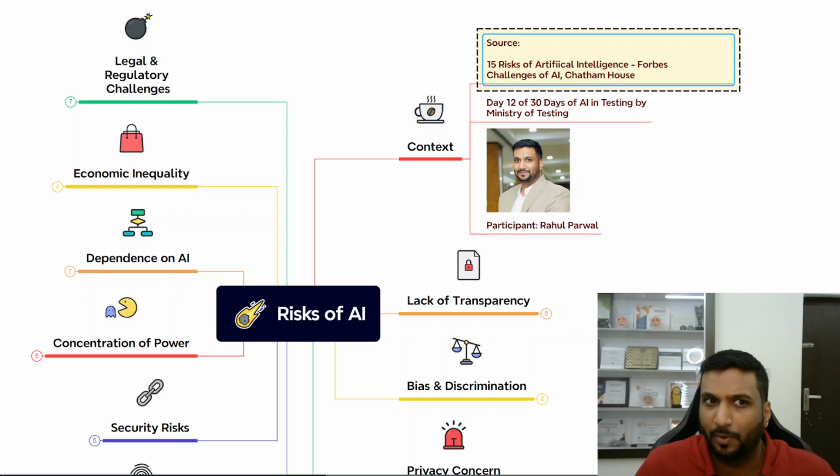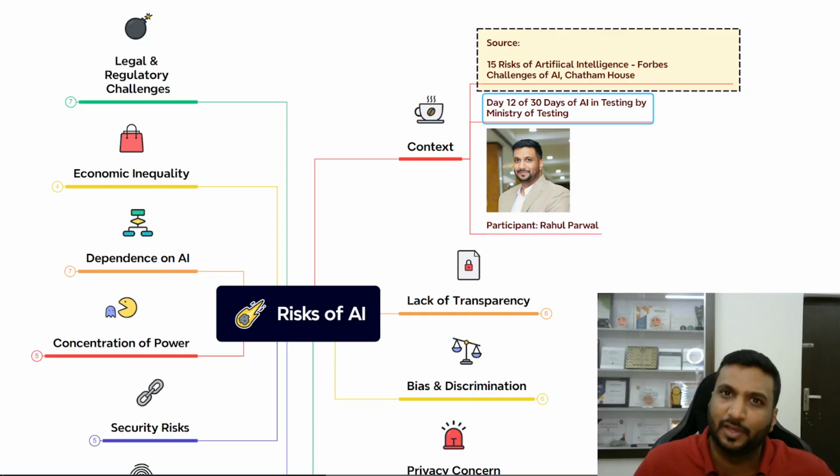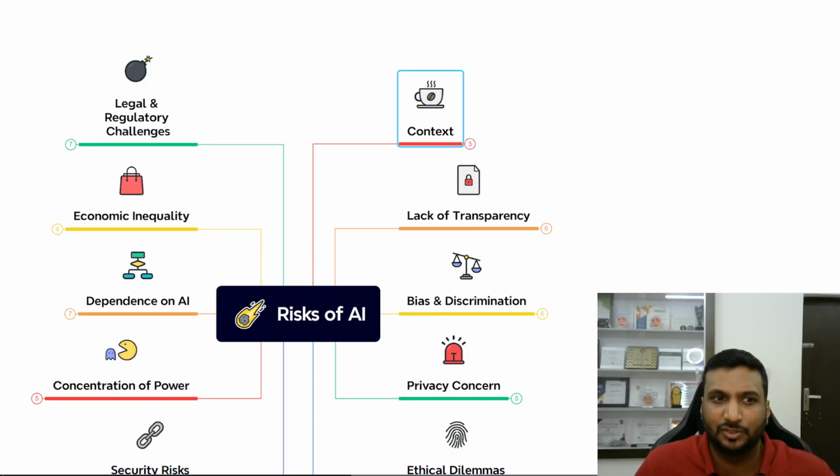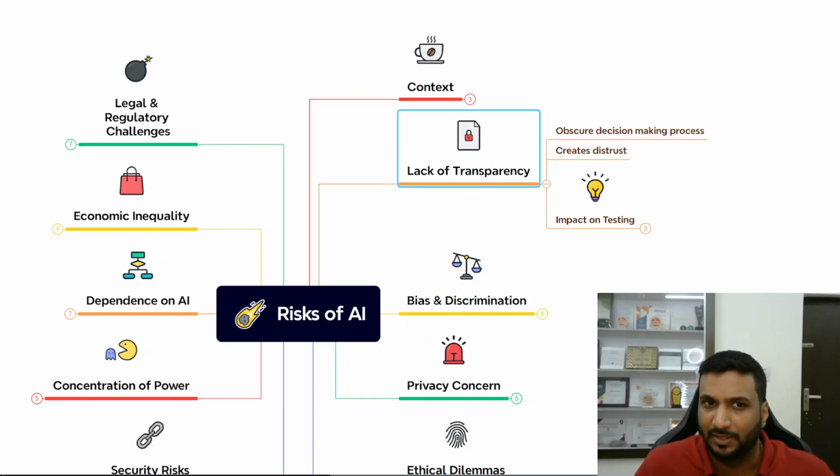Now, I am Rahul Parwal, and this was my day 12 exercise of the 30 Days of AI in Testing Challenge. So let's go and look at the first issue, which is lack of transparency.